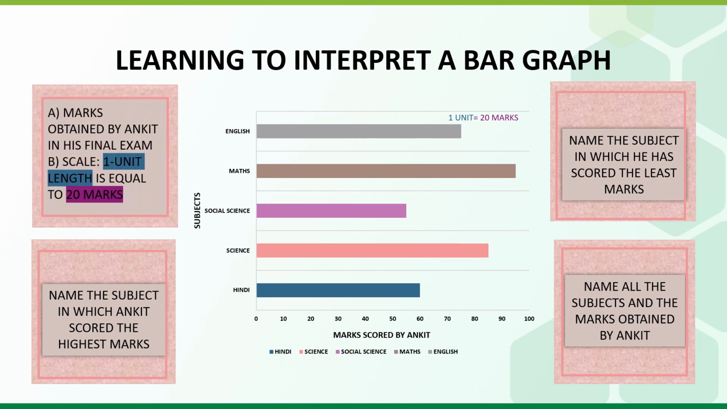This bar graph provides us information about marks obtained by Ankit in his final exam. It also provides us information about the scale, which is 1 unit length is equal to 20 marks. Your second question is, name the subject in which Ankit scored the highest marks.